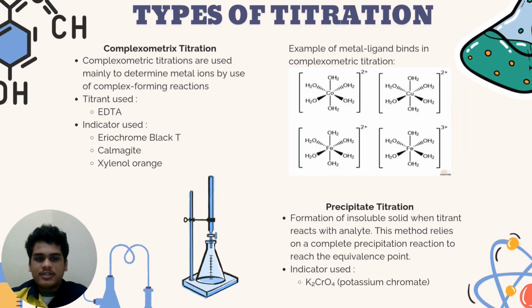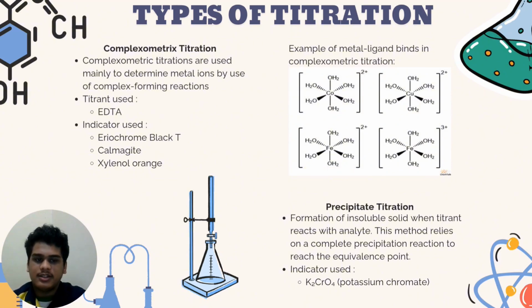Next is complexometric titration. Complexometric titrations are used mainly to detect metal ions by the use of complex forming reactions. Normally, the titrant used in this titration is ethylenediaminetetraacetic acid, or EDTA, and the indicators used are Eriochrome Black T, calmagite, and xylenol orange, and many others. And lastly, precipitation titration.